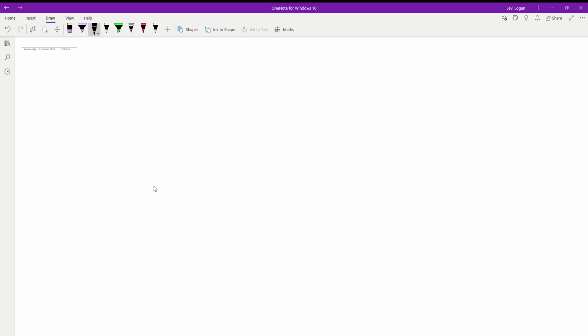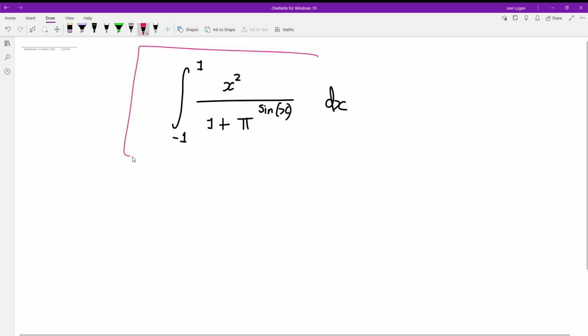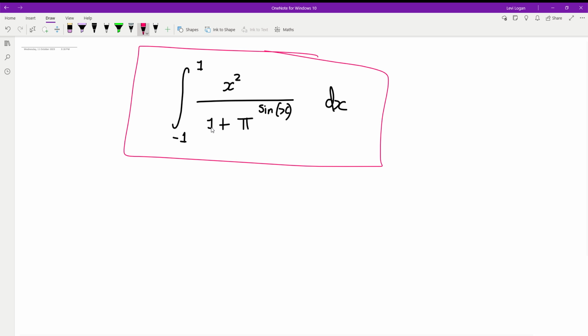In today's video we're going to be looking at this particular integral, specifically the integral between -1 and 1 of x squared over 1 plus pi to the power of sine x dx. How on earth are you supposed to do something like this? Well, we're actually going to be creating a theorem that breaks this down into something much easier.